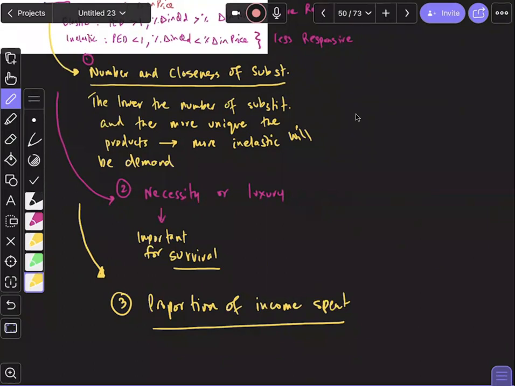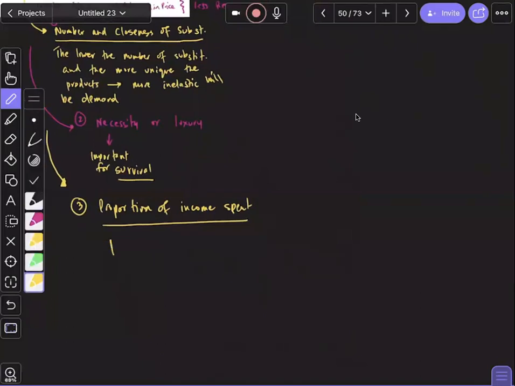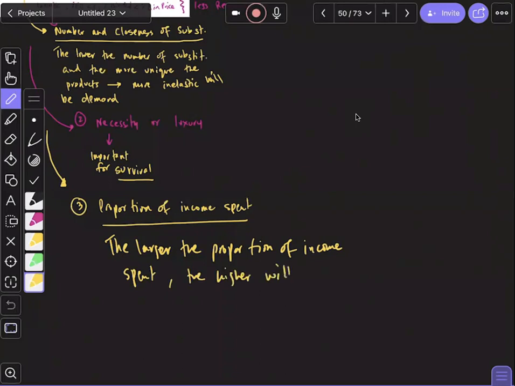So the larger the proportion of income spent, let me write this, the larger the proportion of income spent, the higher will be the PED, or the more elastic will be the demand. Do you guys get that? Does that make sense? So a larger proportion of income spent will make the good more elastic.